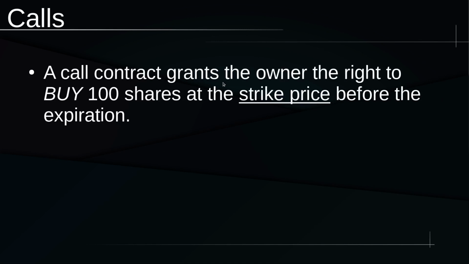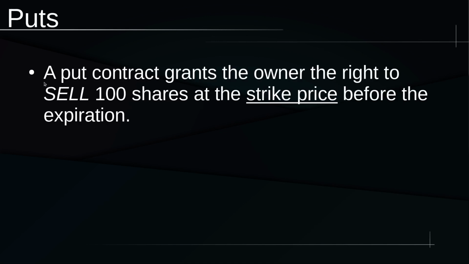A call contract grants the owner the right to buy 100 shares at the strike price before the expiration. A put contract grants the owner the right to sell 100 shares at the strike price before the expiration. So as an option buyer, you have the right to do something, but if you're selling options, you have the obligations to fulfill those rights exercised by the buyers. If these things are too dry, we will see very soon some real-world examples and some backtests.